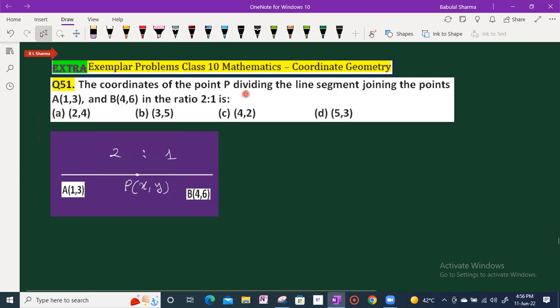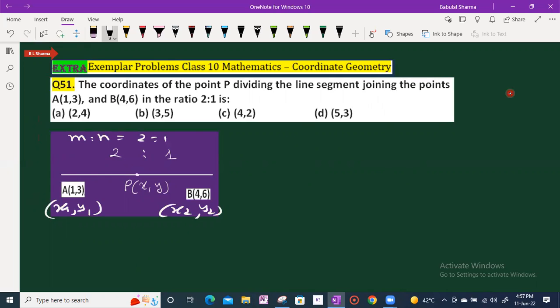The coordinates of the point P dividing the line segment joining the points A(1, 3) and B(4, 6) in the ratio 2:1. So here you can say x1 is 1, y1 is 3, x2 is 4, y2 is 6, and m:n is 2:1. It is given. A(1, 3) and B(4, 6) are coordinates, and a point P divides them in the ratio 2:1, so we have to find out the coordinates of this point P.